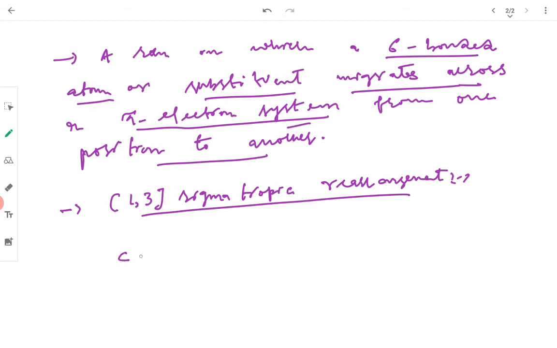For example, this molecule we have: CH3, CH3, CH3, single bond CH, double bond CH2.